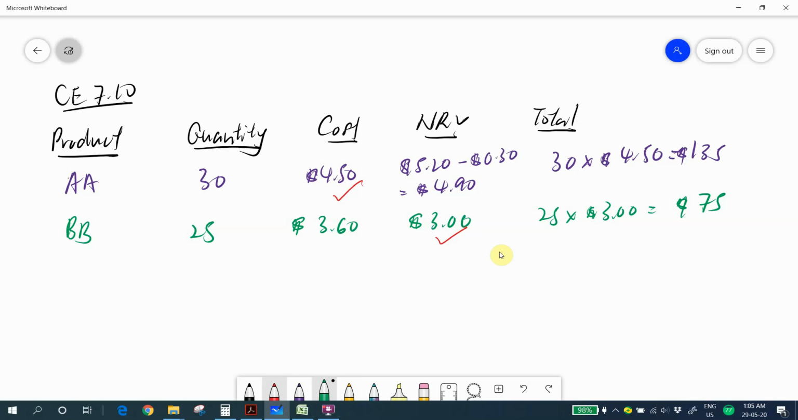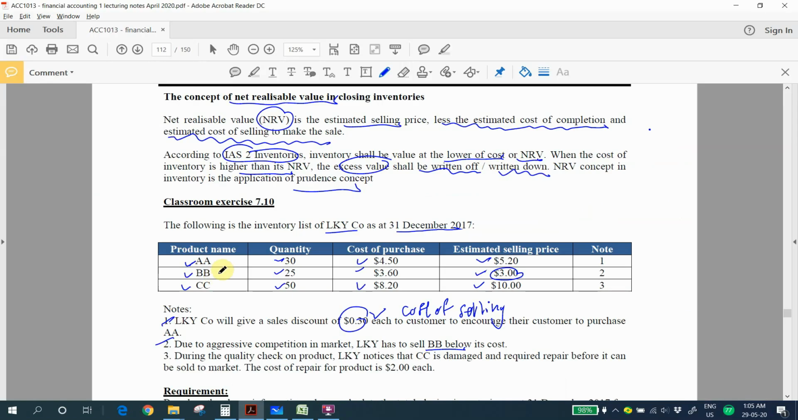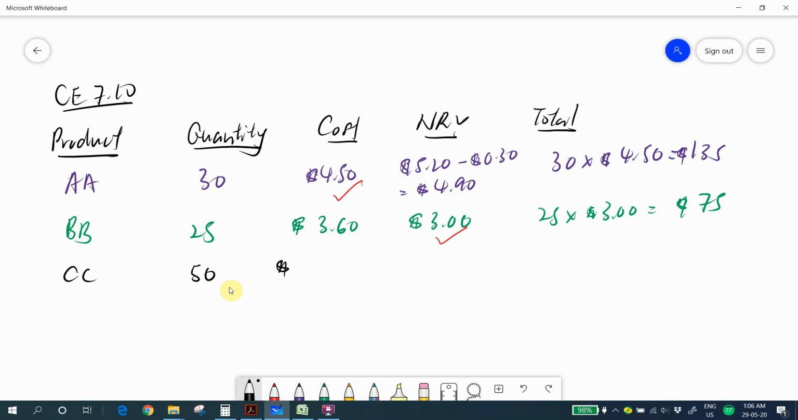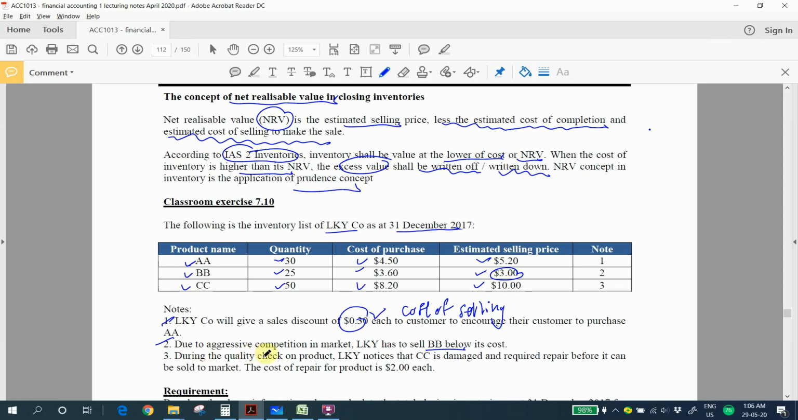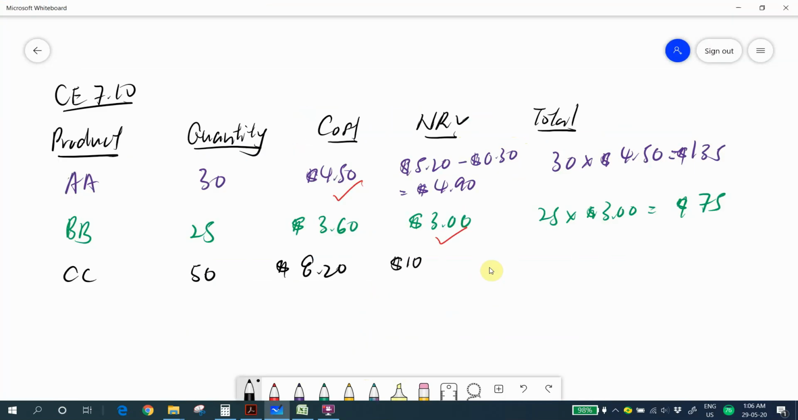Next will be CC. For CC, the quantity we have is 50. The cost of the product is $8.20. Let's look at the NRV. During the quality check on the product, LKY noticed that CC is damaged and requires repair before it can be sold to the market. The cost of repair is $2 each. Again, how do we get the NRV? We use the estimated selling price less the estimated cost of completion. This repair cost we can consider as the cost of completion. So we use the estimated selling price, which is 10, minus the cost of repair, which is 2, to get the NRV, which is 8 per unit.